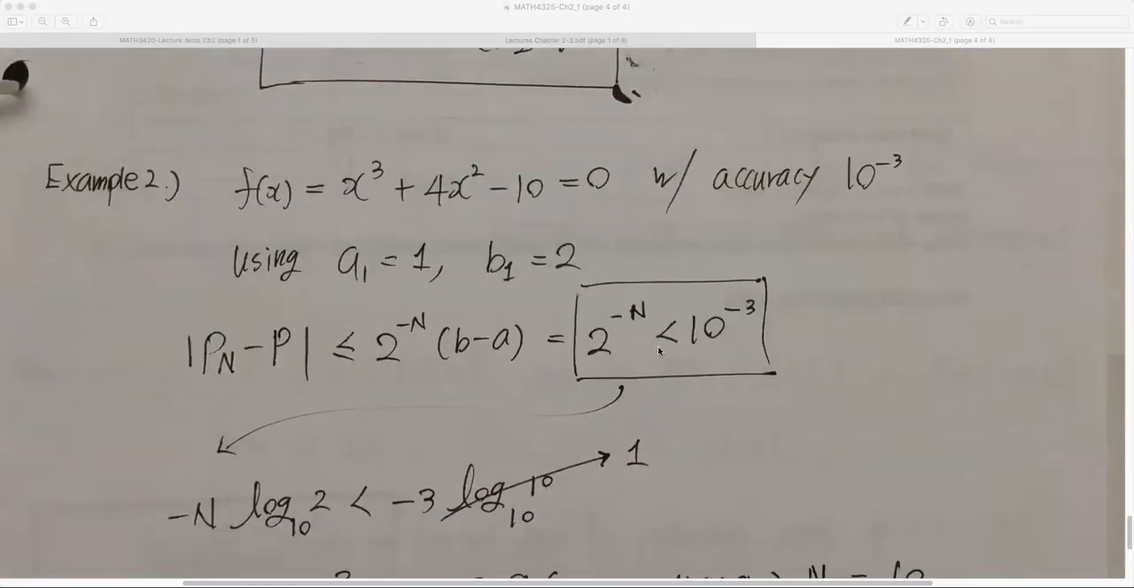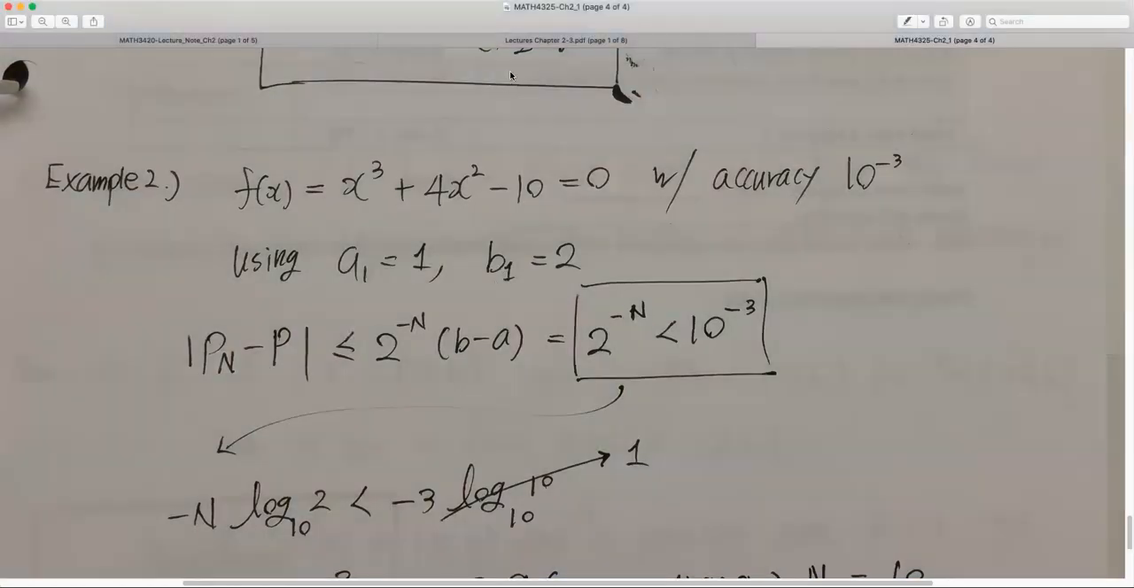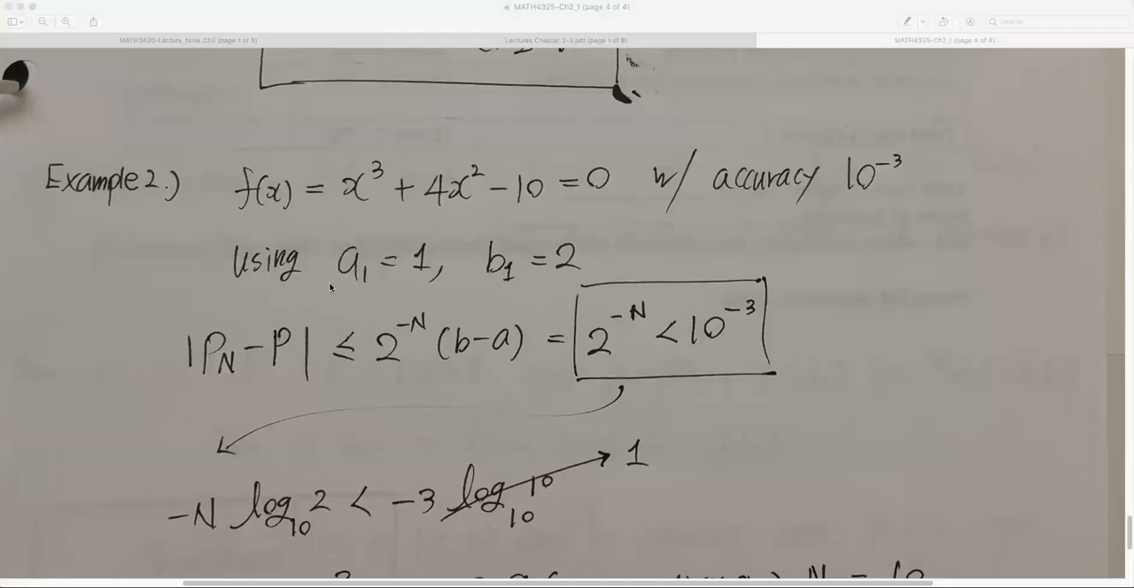So now example 2. We want to find the approximate root of the root-finding problem f of x equals 0 with accuracy 10 to the negative 3. Now, we need to figure out the optimal number of iterations. So we use theorem 2.1. Theorem 2.1 says that the absolute value of the error is less than or equal to this, which must be less than or equal to 10 to the negative 3. And then we apply a1, b1, which are given in the problem.